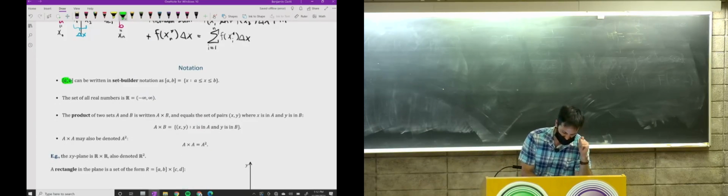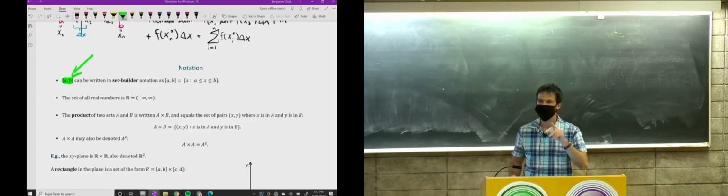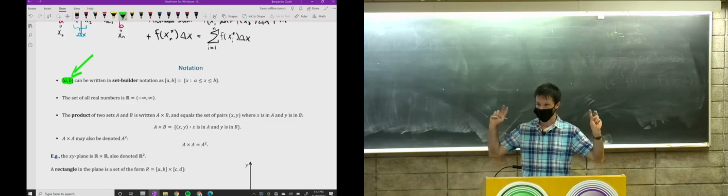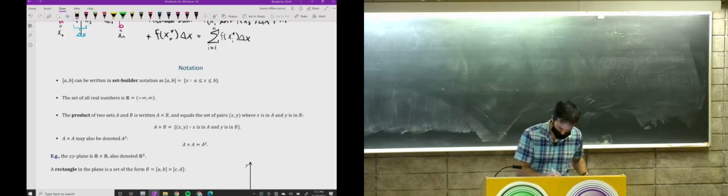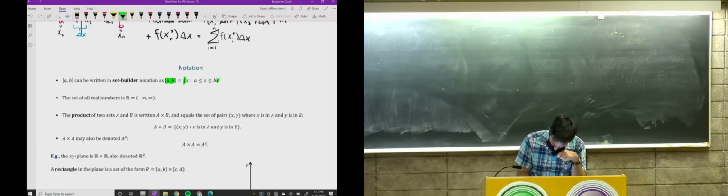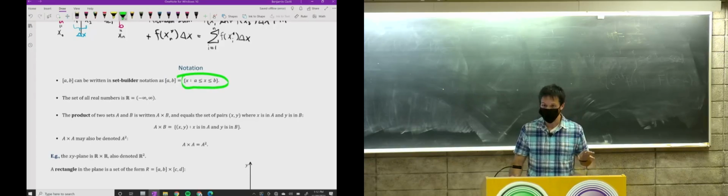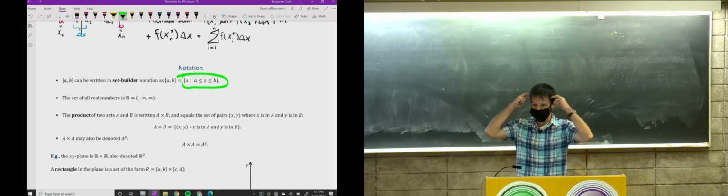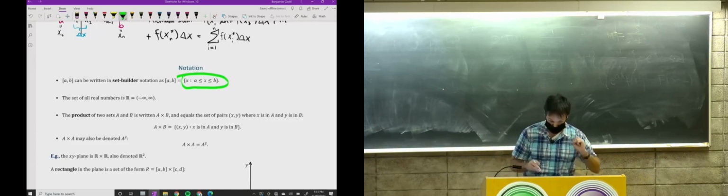So we've already seen that intervals can be written with closed brackets, like the interval from a to b. Equivalently, you can write them with so-called set builder notation. So another way to write the interval from a to b is as follows. It's the set of x such that a is less than or equal to x is less than or equal to b. So there's a few symbols in this expression that have English word translations. And when you see the symbol in your mind, you should think of the English word translation of that symbol.